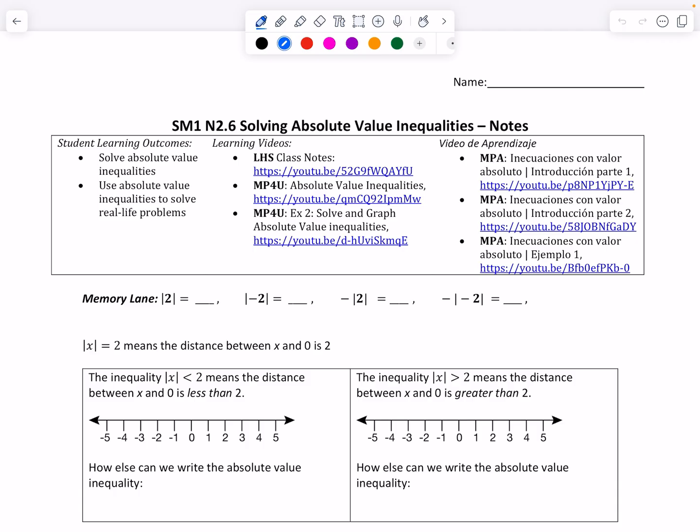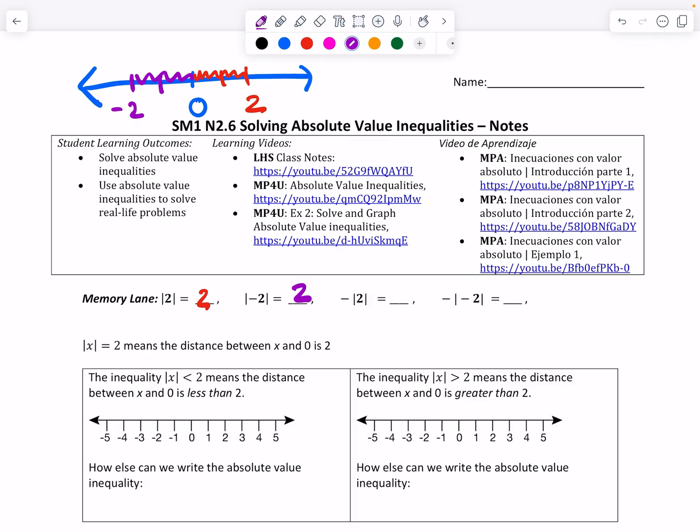Remember what absolute value means? It means the distance from 0. So on a number line, here's 0. If I want to find the absolute value of 2, I'm looking for this distance right here. The distance between 0 and 2 is 2. The distance between 0 and negative 2 is also 2. Now, the absolute value of a number is always going to be not negative. It'll always be positive or it'll be 0. That's what the absolute value of negative 2 equals, and that's what the absolute value of 2 equals.